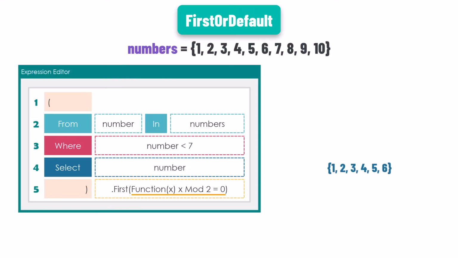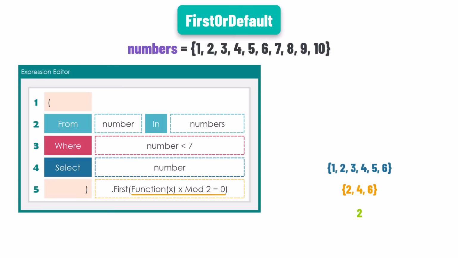So, we filtered the sequence we got from the query. The result of this expression is the following sequence. It contains only the even numbers. Now the First method retrieves the first element of this sequence, which in this case is 2. This is how to use the First method with a lambda expression.